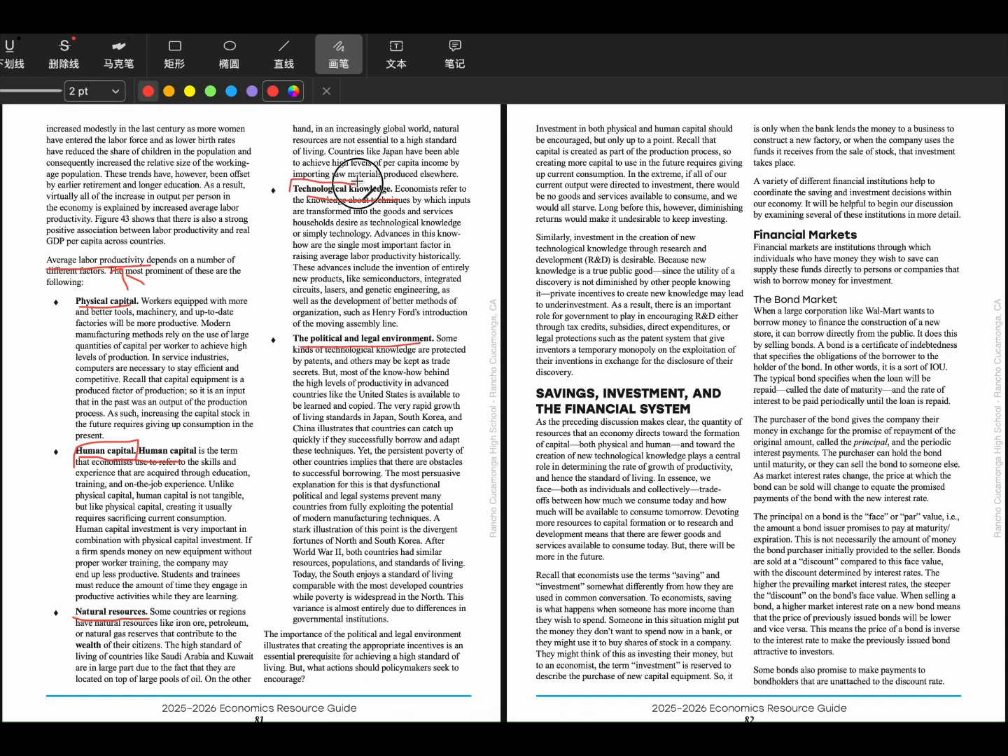Next is technological knowledge, which goes hand in hand with physical capital, depending on whether workers are given better tools to work with. Just like having a machine for wood carving is obviously better than just having a knife for wood carving, and more efficient in this case. And finally, the political and legal environment. In this case, it actually gives some examples.